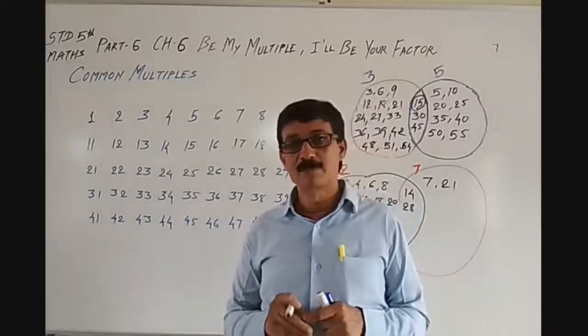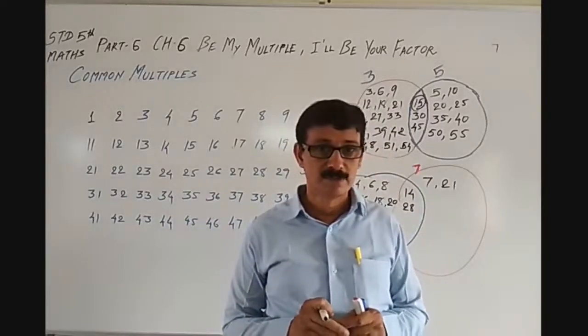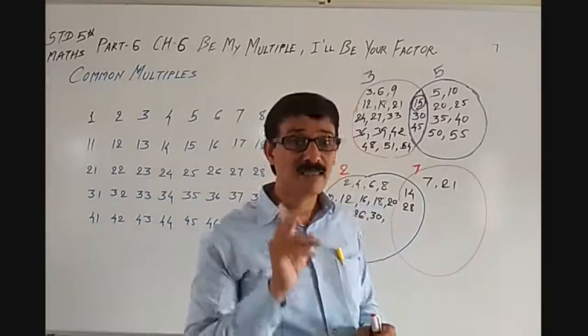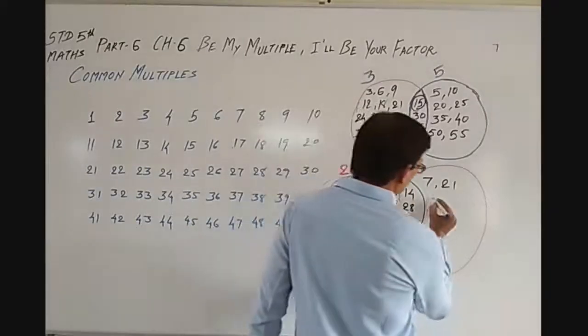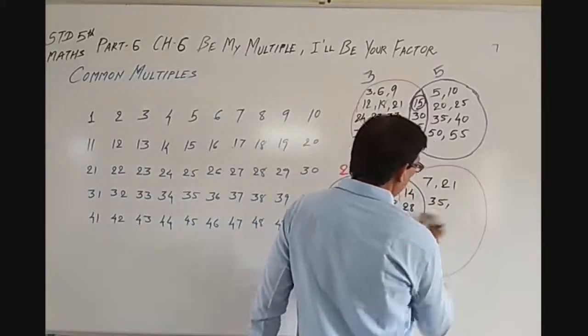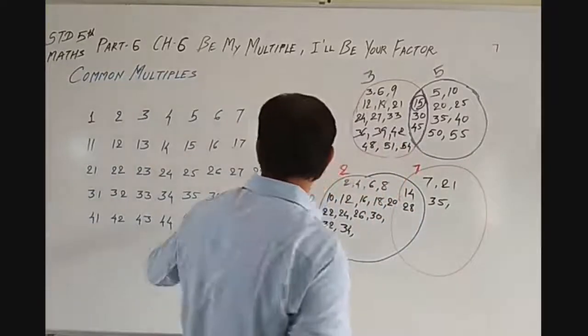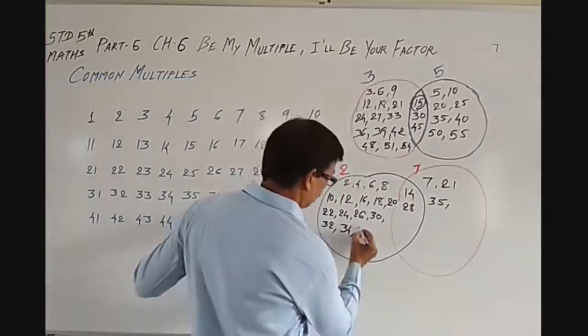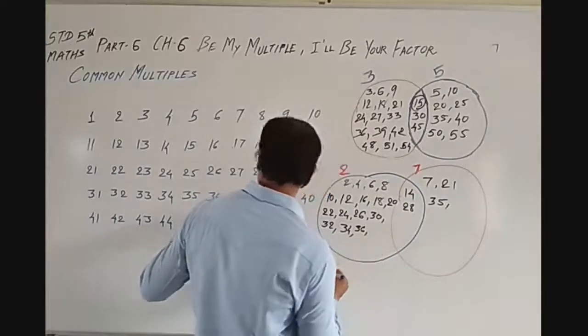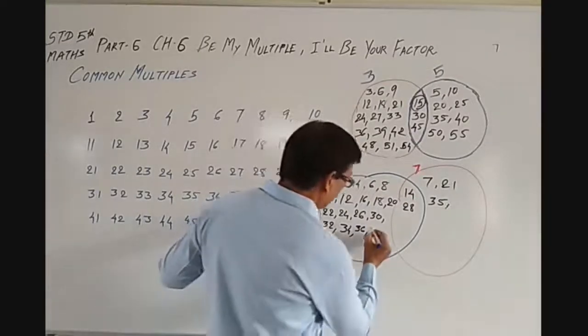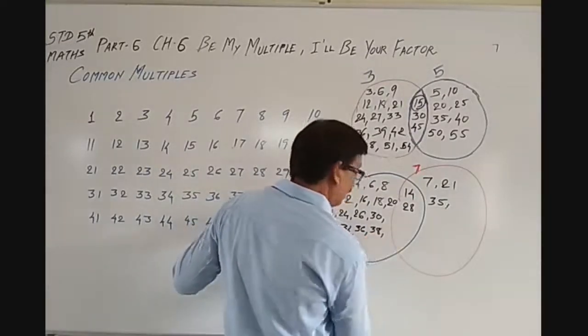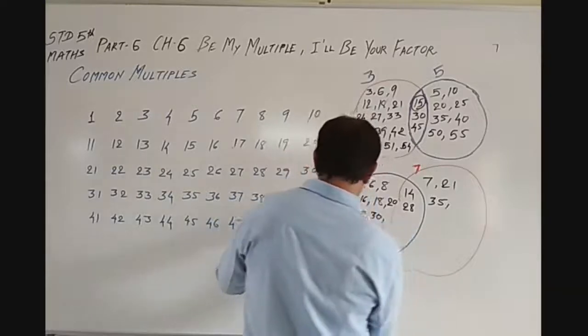Is 35 a multiple of 7 or not? 7 5s are 35, so 35 is a multiple of 7. Okay. Then after 36, 37, 38, 39, 40.